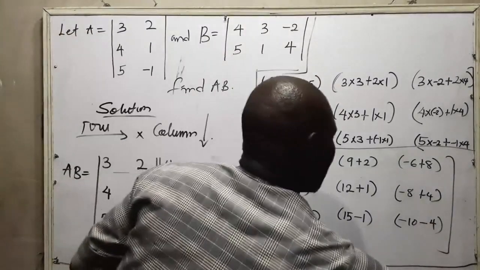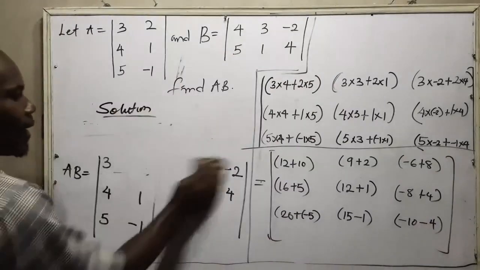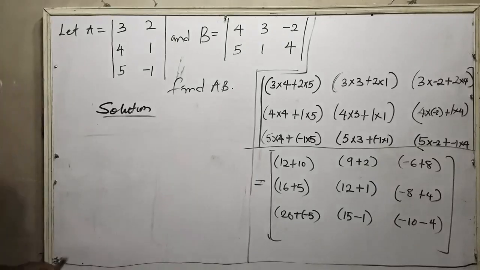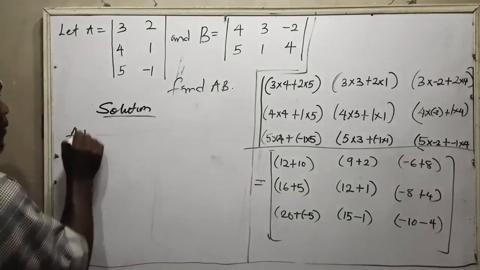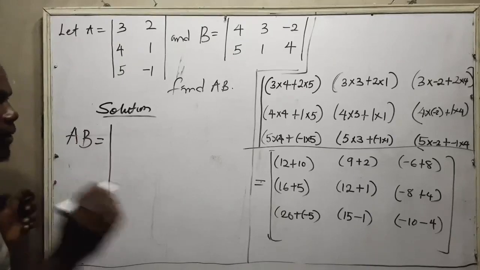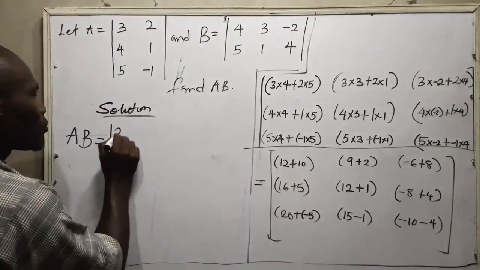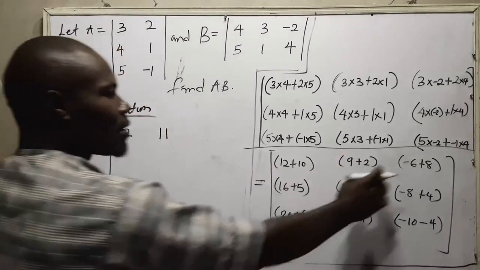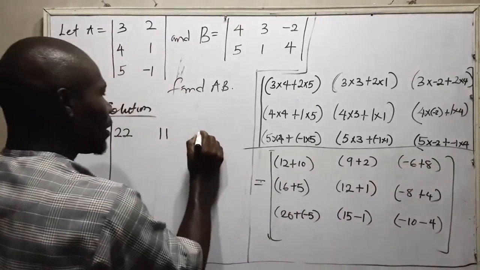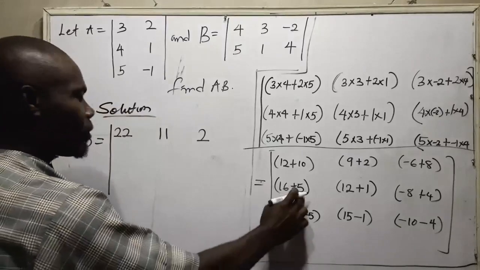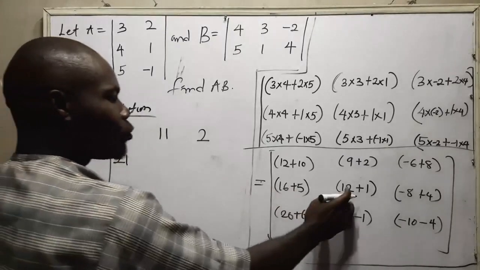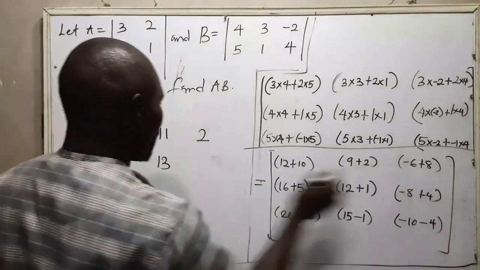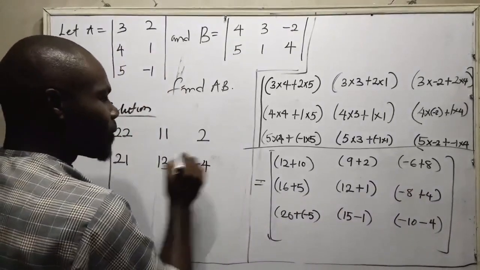So let's clean the board so I can write the answer here. In the array bracket, the value of AB now, let's start. 12 plus 10 gives us 22. 9 plus 2 gives us 11. Minus 6 plus 8 gives us 2. 16 plus 5 gives us 21. 12 plus 1 gives us 13. Minus 8 plus 4 gives us minus 4.